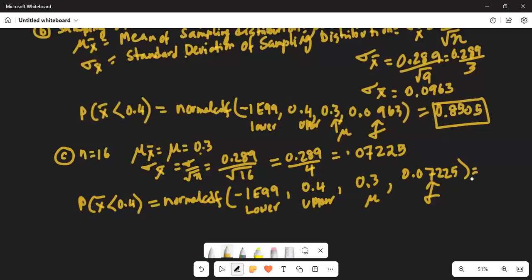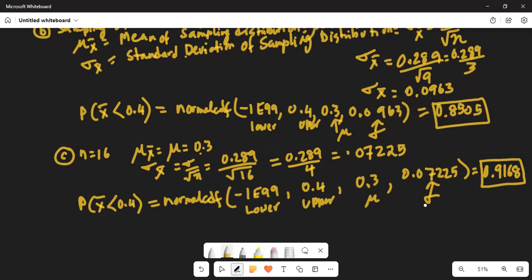And this answer is equal to, second VARS 2, normal CDF. Lower is -1E99, upper is 0.4, mean is 0.3, standard deviation is now 0.07225. And when I go down, paste and hit enter twice, the answer is 0.9168. So there is a 91.68% probability that the sample mean wait time of 16 people will be less than 0.4.